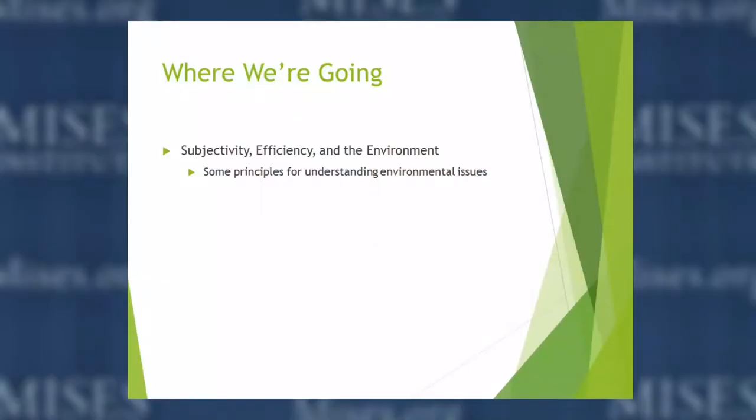So we're going to talk here in the next few minutes about subjectivity, efficiency, and the environment, and look at some principles for understanding environmental issues. Some of this is going to be based on Murray Rothbard and his probably most famous work on environmental issues, a paper called Law, Property Rights, and Air Pollution, which I encourage you to read once you get an opportunity.